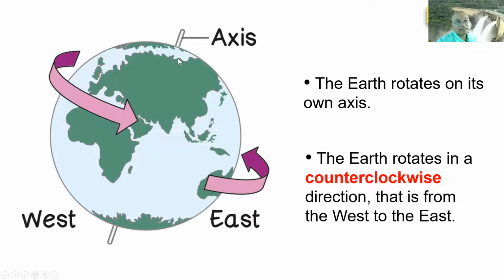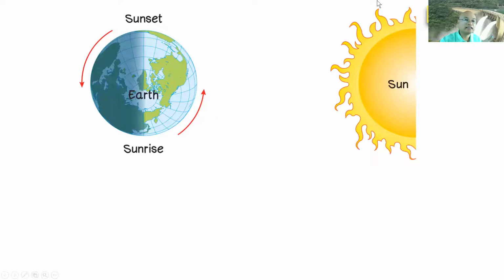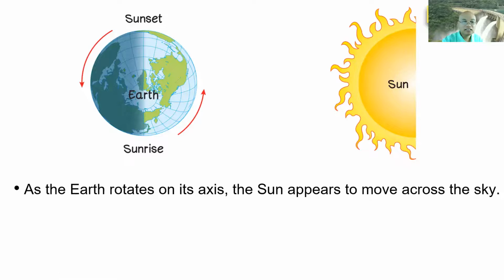And this is what again? Yes, it's the imaginary axis. Okay? Now look at it. This is the earth. If you view it from where? Is it from the south or from the north? The sunset is here, and this is the sunrise. The sunrise is this. As the earth rotates on its axis, the sun appears to move across the sky.